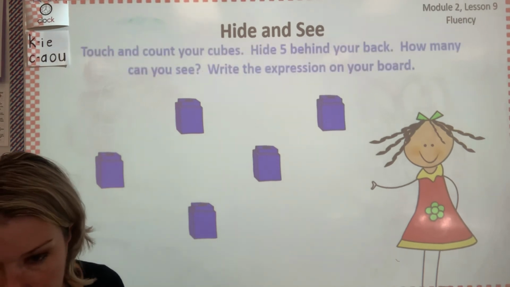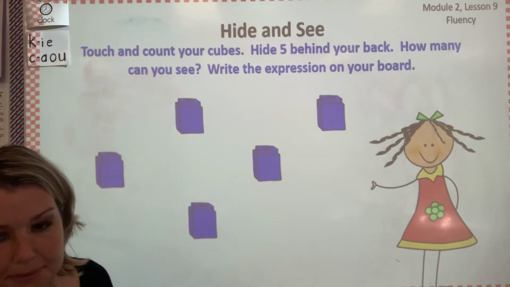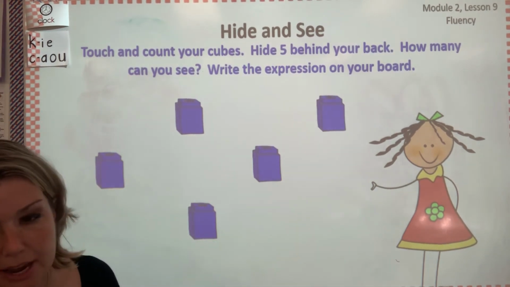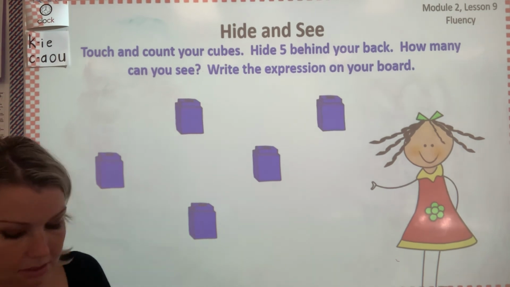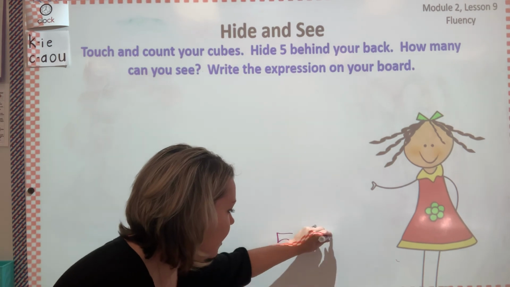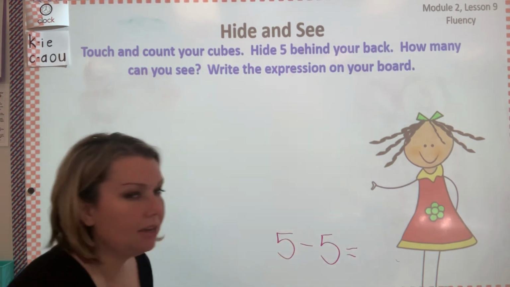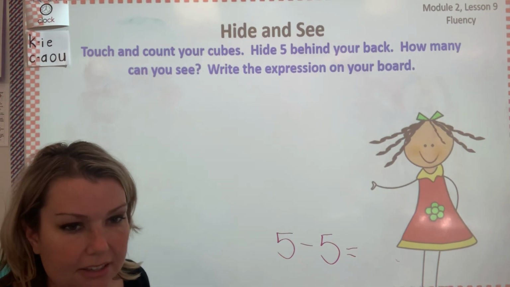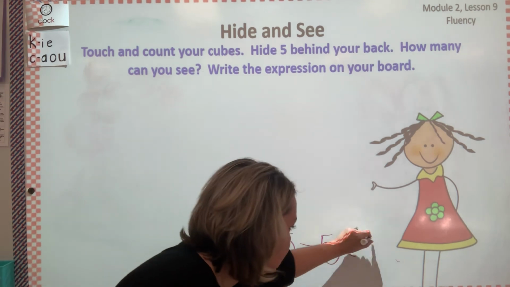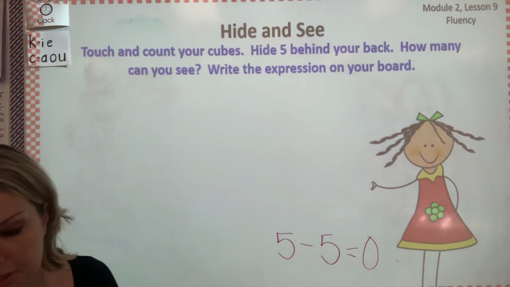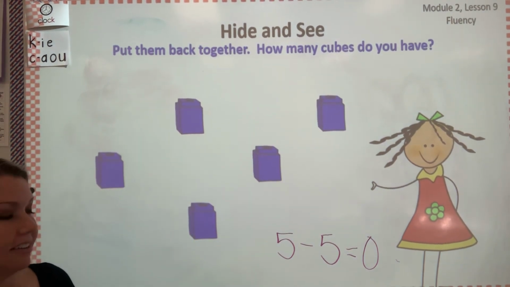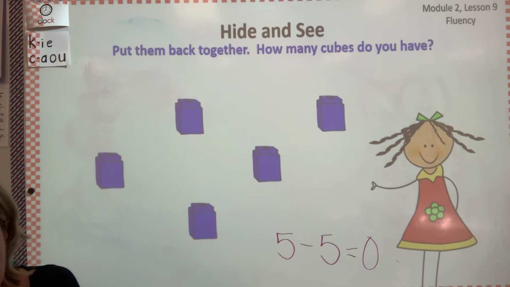5. Very good. All right, this is the last one. How many cubes do you see? 5. Now we're going to hide 5 of them. We had 5 cubes. We hid 5 of them. How many are left? Show me. 0. 0 cubes are left. When we put them all back, how many do we have again? 5. Very good.